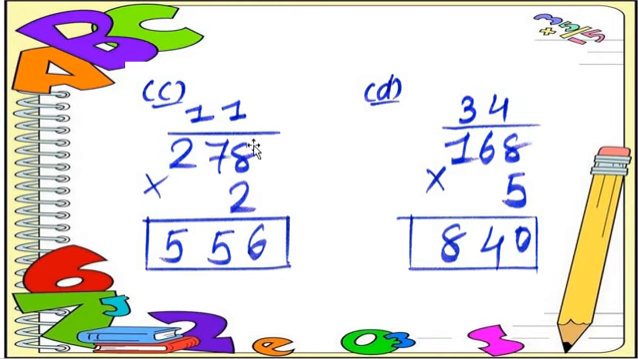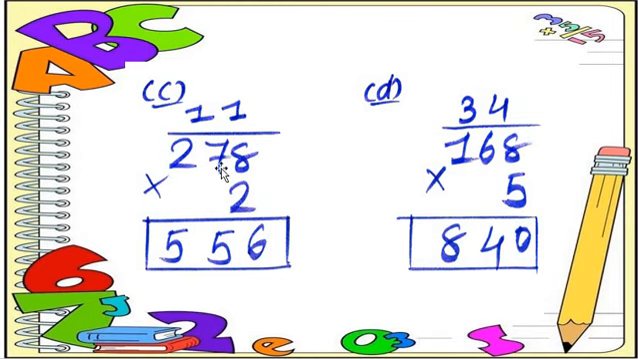Now we do 2 8s, how many? 16. So 6 here and 1 as a form of carry. 2 8s are 16. Got my point, all students? So students, 2 8s are 16, 6 here and 1 as a form of carry.